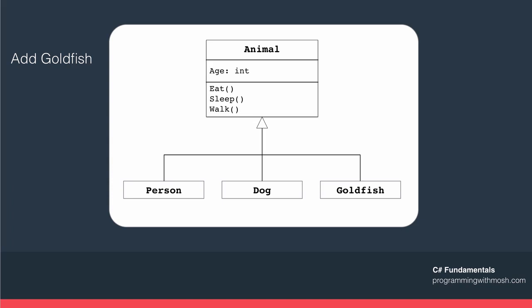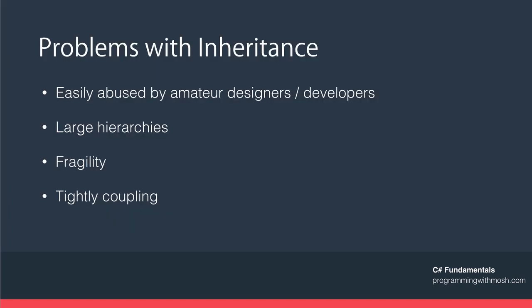So as you see, the hierarchy is getting changed again. So that's the reason inheritance can easily be abused by amateur designers and developers, and it results in large hierarchies. And such hierarchies are fragile because of the tight coupling between classes.